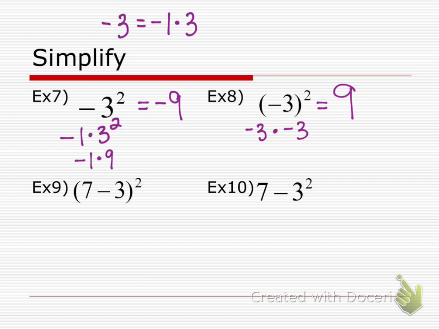On number 9, what do you think we need to do first? 7 minus 3. Okay, we work inside of parentheses first. 7 minus 3 is 4. 4 squared is 16.